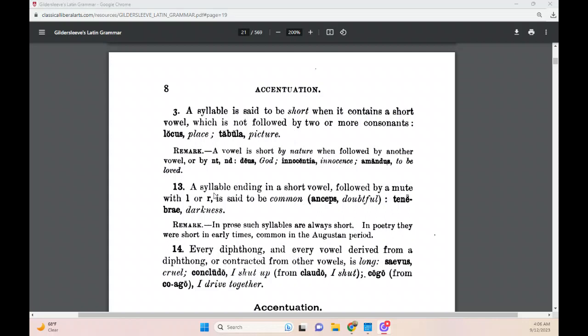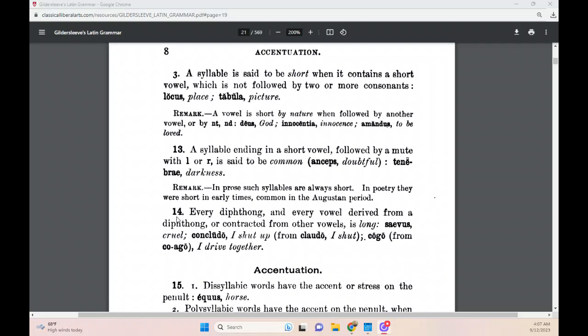So Article 13 teaches us that some syllables can be common or doubtful. They can be long or short, and it explains to us when that happens. The remark says that in prose, which is regular writing, such syllables are always short. In poetry, they were short in early times, but became common in the Augustan or classical period. All right, so a remark that just explains something of the history of the common syllable.